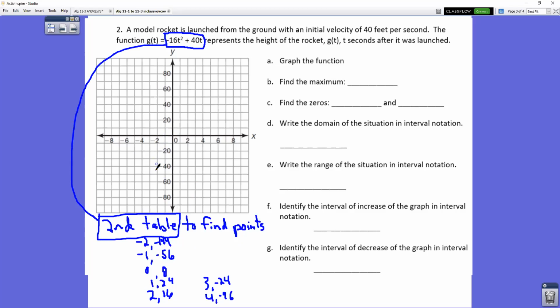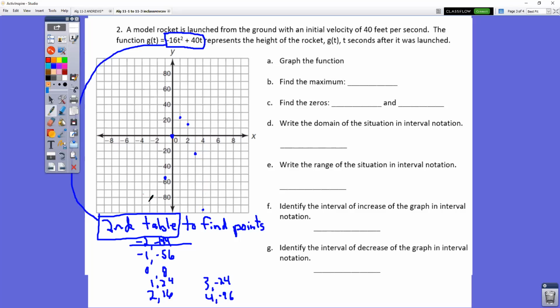So over to -2, down to -144. That's off the graph, so I'm not going to worry about that point. Over to -1, down to -56 approximately. Then we have 0, 0 as a point. We have 1 and 24 as a point. We have 2 and 16 as a point, so that would be right about there. We have 3 and -24, and then we have 4 and -96. So my graph is going to look like this.